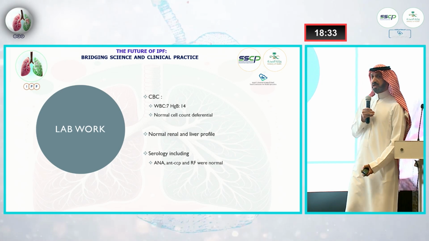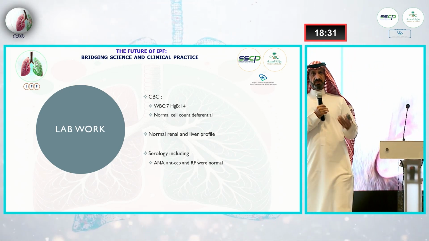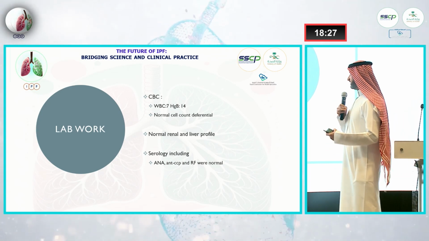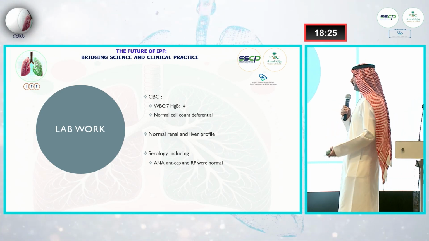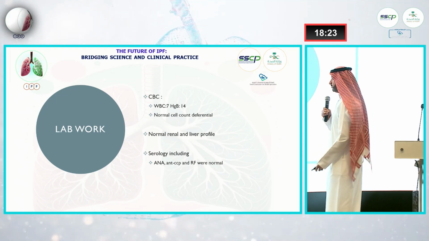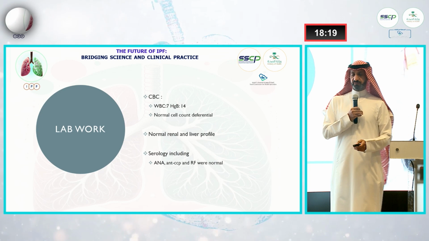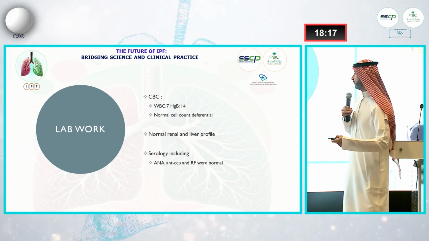Lab work. As our colleague advised, we did our lab work, including the basic tests and the serology. For the basic tests, CBC and renal and liver profile were normal. Serology was negative for ANA, anti-CCP, and rheumatoid factor. So this is the basic workup we usually order.